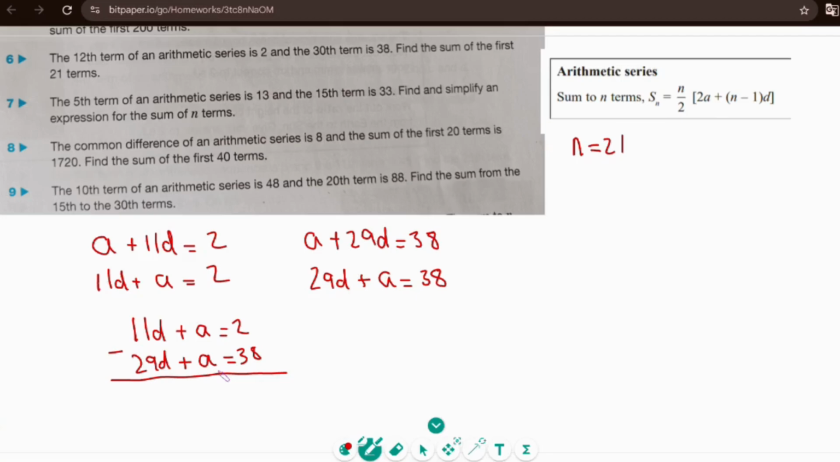I'm going to subtract because signs are the same. 11 take away 29 is minus 18D. A take away A is 0. 2 take away 38 is negative 36. Divide both sides by negative 18 gives us D is 2. I'm just going to sub it into this first one. 29 times 2 plus A is 38.